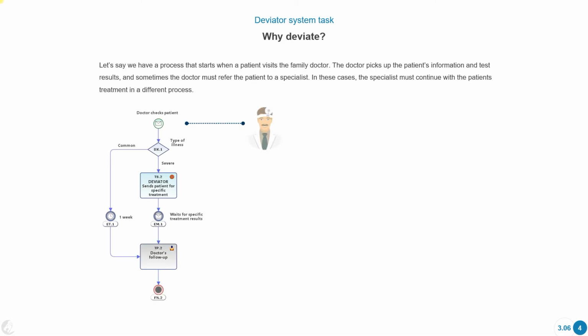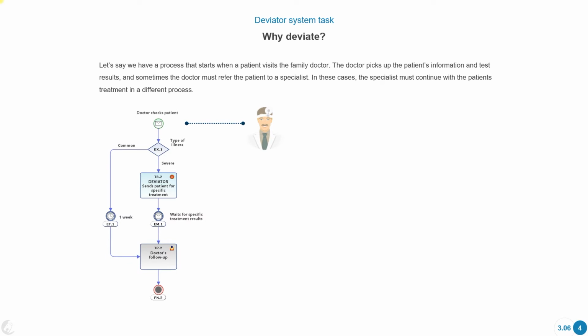Here we have an example. Let's say we have a process where we have a doctor who needs to give a certain treatment to a patient. Now, this doctor picks up the patient's information, he checks all the information, he does some tests, and he gets some results. So he's got some data in this process. Sometimes this doctor can actually manage the treatment for this patient, or in other cases, in certain scenarios, maybe he cannot, he needs to send the patient to a specialist.